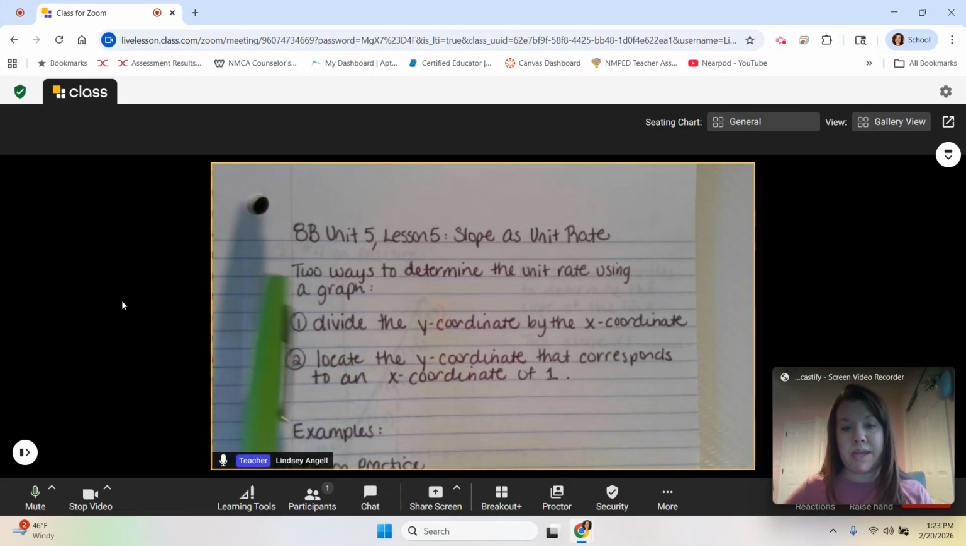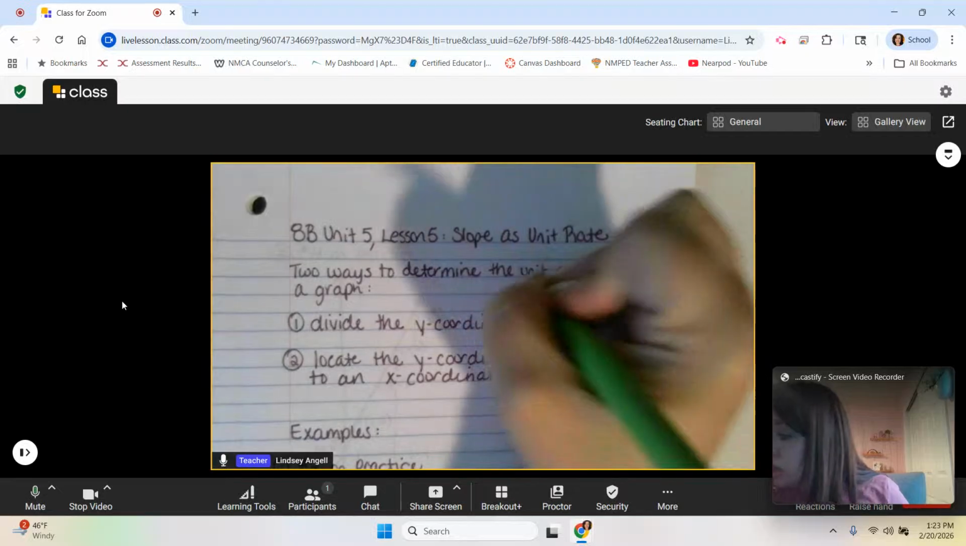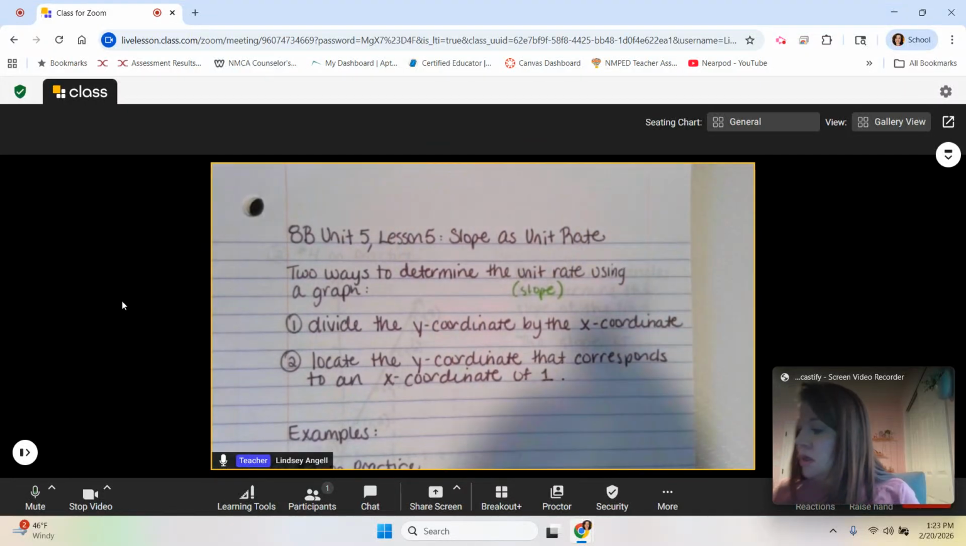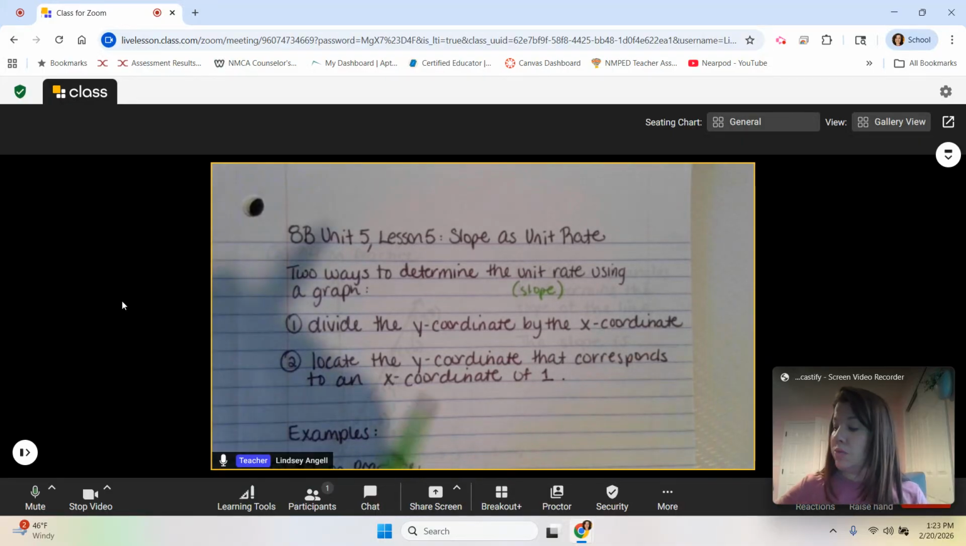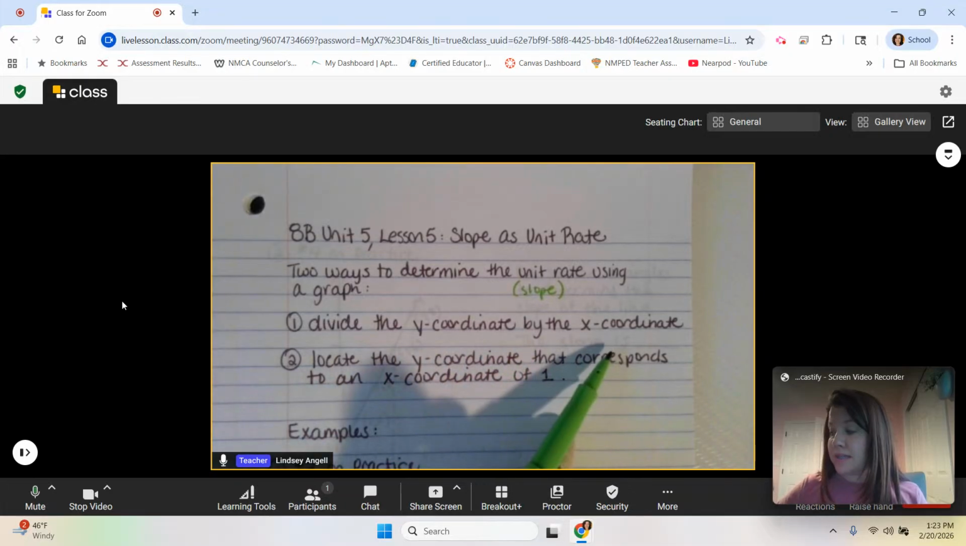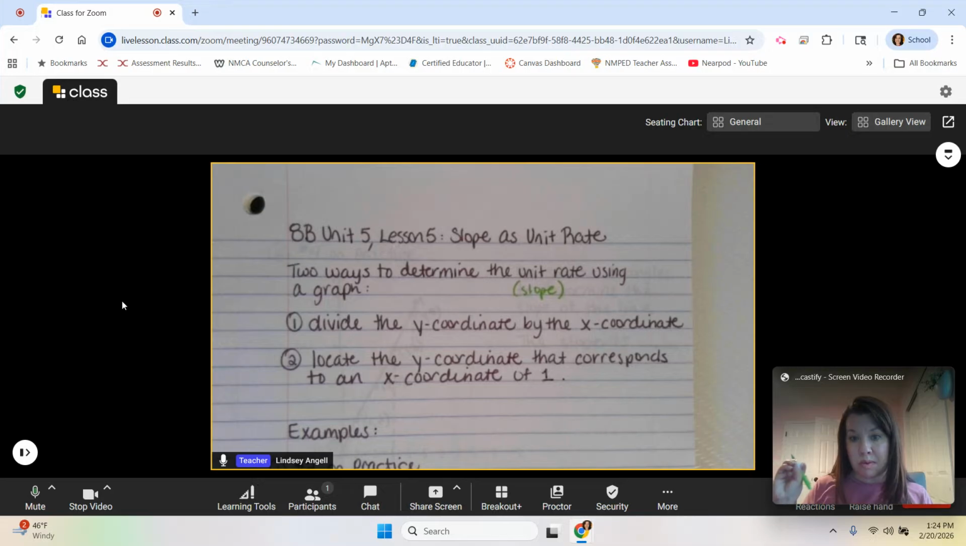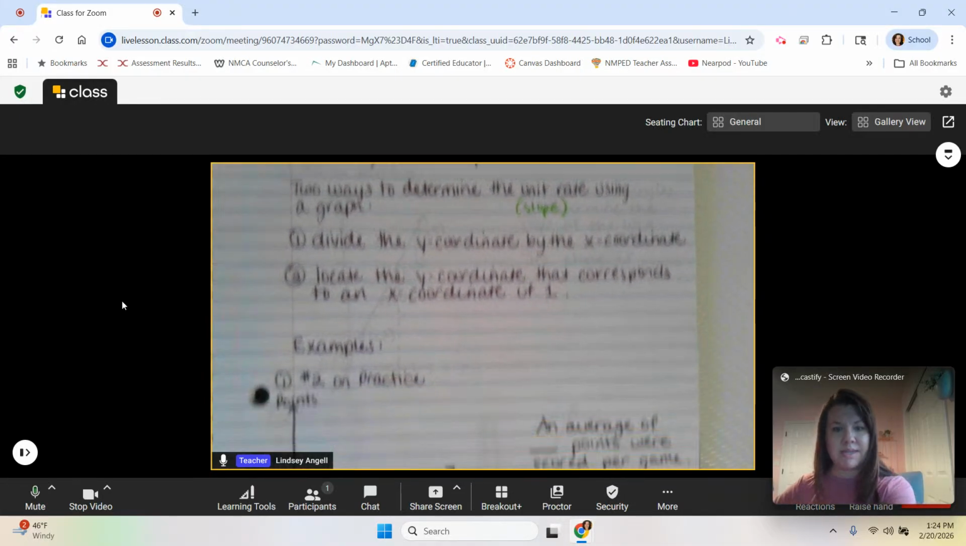So there are two different ways to determine the unit rate or the slope using a graph, okay? One is you can divide the y-coordinate by the x-coordinate, because remember, it's the rise, that's your y, over your run, which is x. By dividing the y value by the x value, the x value would automatically turn into a 1. Or, locate the y-coordinate that corresponds to an x-coordinate of 1. So we'll look at both moving forward. So let's do some examples.